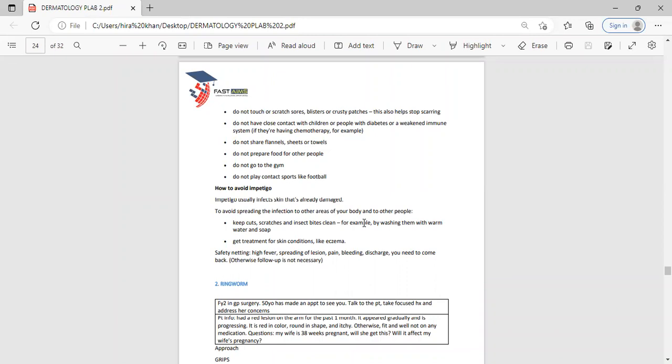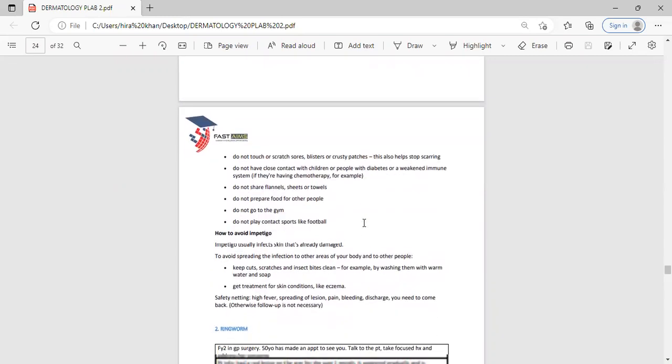Well, in these scenarios, follow-up is not necessary, but do mention, well, with the treatment that I have offered you, you will be fine within a week. But if you develop a high temperature that is not being controlled, or you see that the lesion is spreading, there is a pain, or there is any bleeding or discharge from the lesion, you need to come back to us. Otherwise, there is no need for follow-up, and offer the leaflets. That's it. Okay. So that was the case of impetigo.